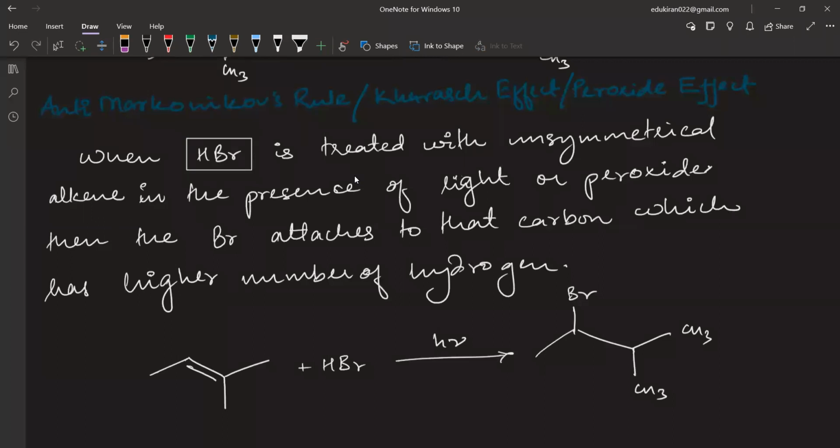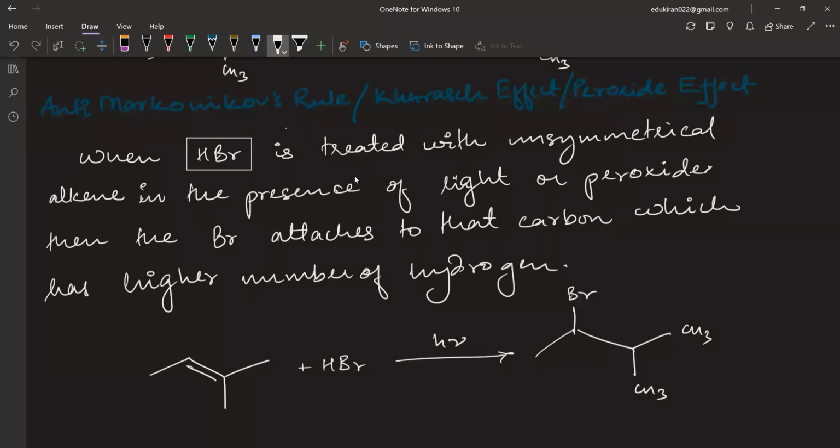So the peroxide effect or the Kharash effect is only for HBr. Actually, the HBr bond is very long, and it can be easily broken by sunlight or peroxide. The HCl bond is kind of strong, and it does not give you a measurable yield of haloalkanes. It is reacting, but it is not very useful in the labs and all. That is why we don't write it. So HBr is the only one which gives you the Kharash effect or the peroxide effect.